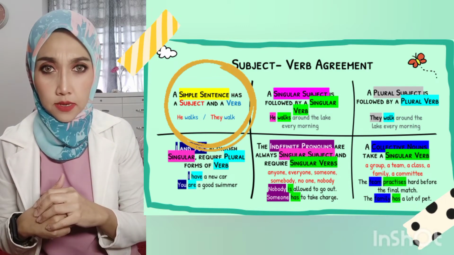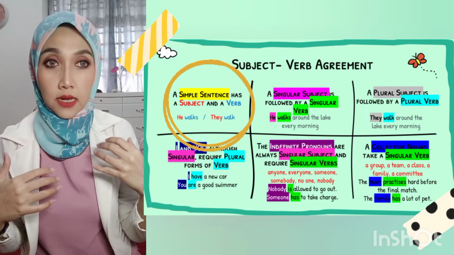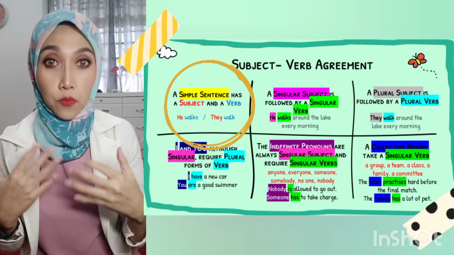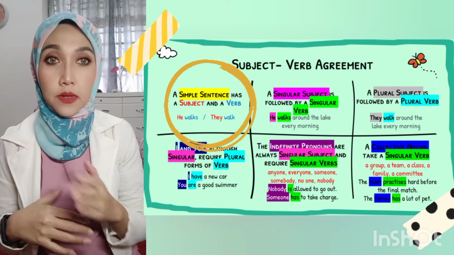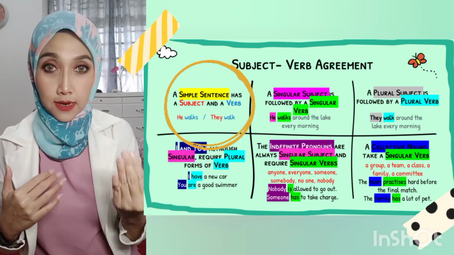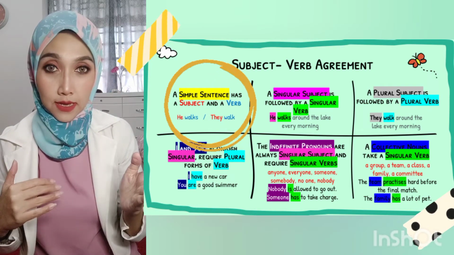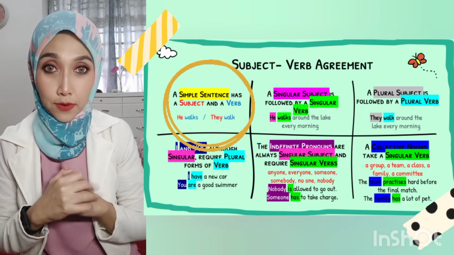What are verbs? Verbs in bahasa we call kata perbuatan, yang melibatkan benda awak buat. Like in the example here, he walks, they walk. This one is a simple sentence. Later I will explain singular and plural forms.